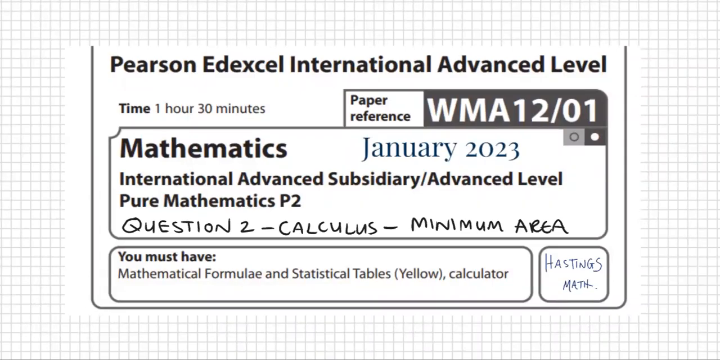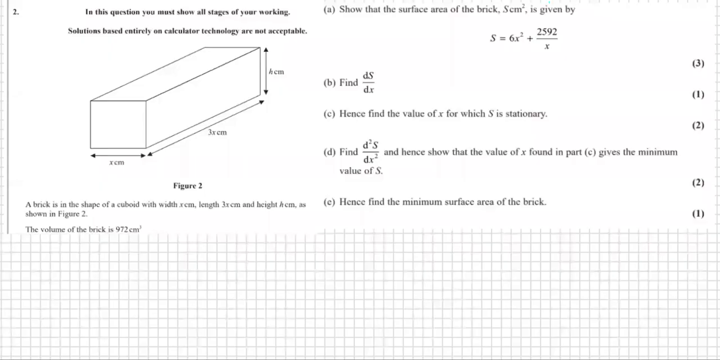This is an Edexcel IAL P2, Pure Math 2 paper from January 2023. Question 2 deals with a calculus problem that looks at minimum area. Right, let's take a look at the information that is given.